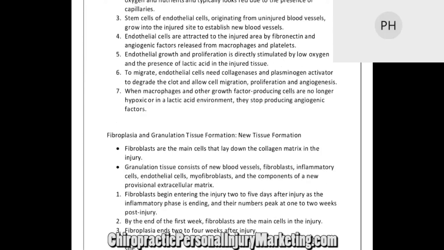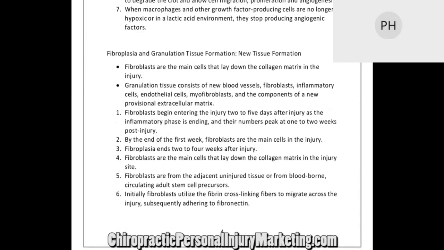New vessels, plasma, and granulation tissue formation. Remember, we're in the repair phase right now. So now it's the fibroplasia and granulation. New tissue: fibroblasts are the main cells that lay down the collagen matrix. Granulation tissue consists of new blood vessels, fibroblasts, inflammatory cells, endothelial cells, myofibroblasts, and the components of a new provisional extracellular matrix. Remember, all this is happening.